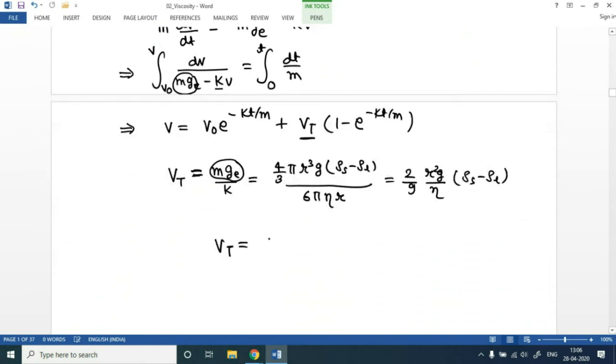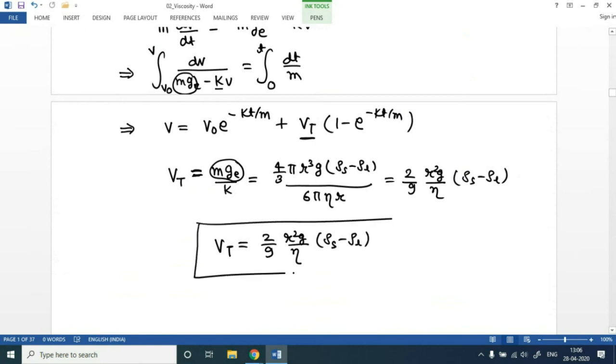Like vt is equal to 2 by 9 r square g by eta into rho s minus rho l, and this is some expression you must remember, because this is the expression for terminal velocity. Okay, we will be looking more closely into this concept of terminal velocity, but right now here we have got the velocity as function of time.